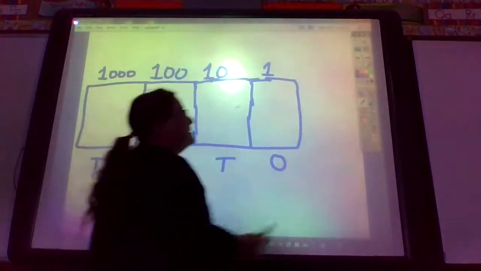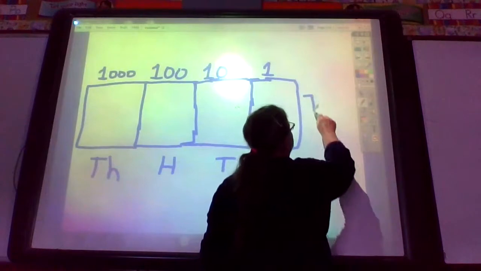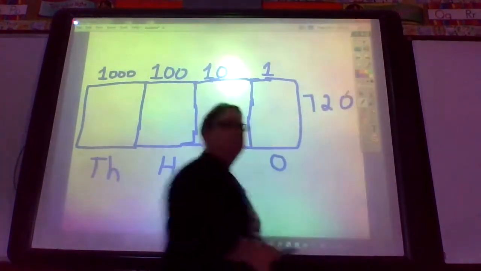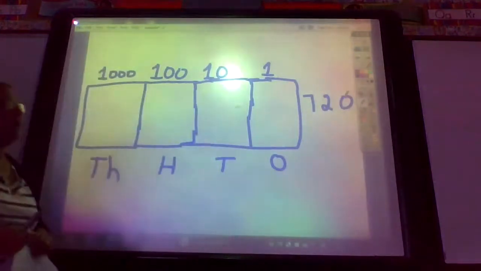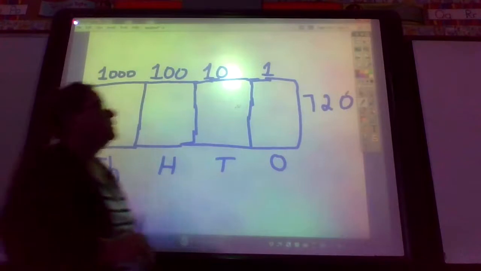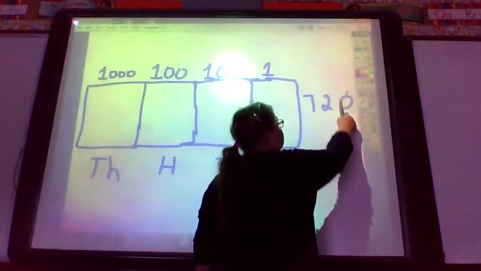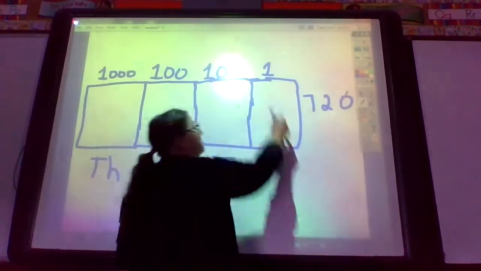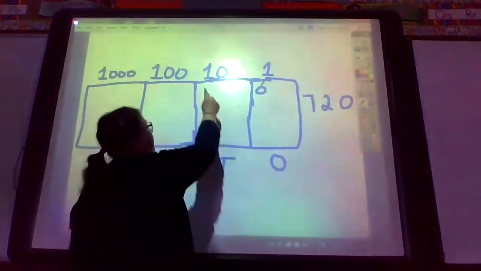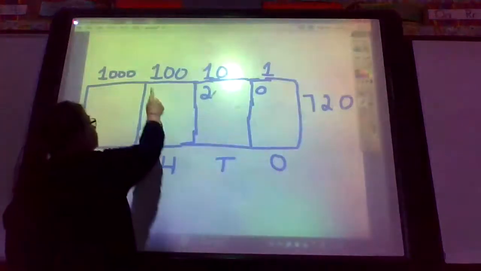Okay. Let's say we have 720. I'm going to put it in my chart. Here's my ones at the very end of my number. I don't have any ones. Here's my tens. I have 2. Here's my hundreds. I have 7.